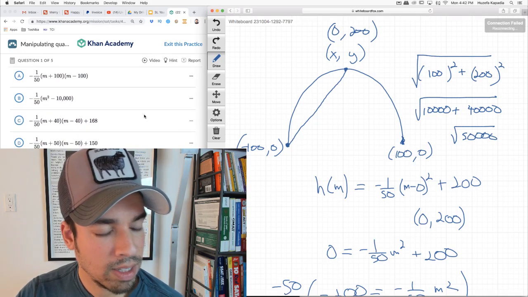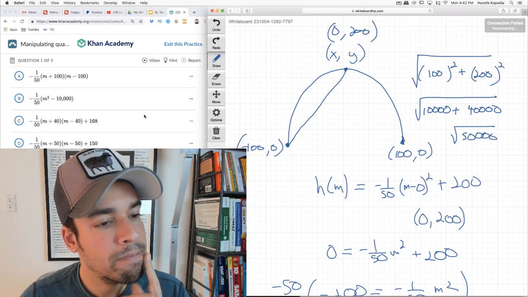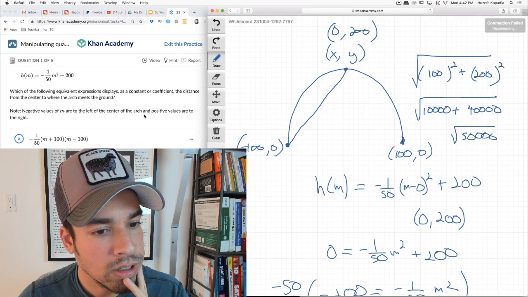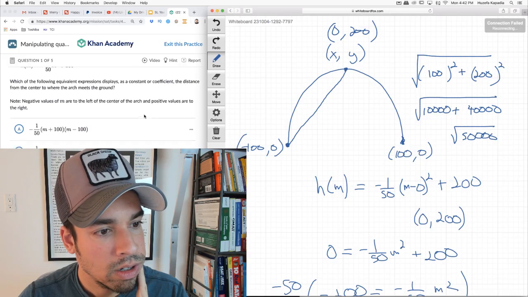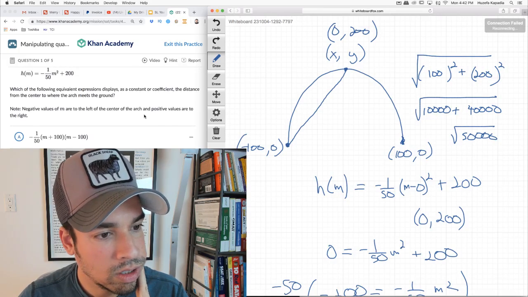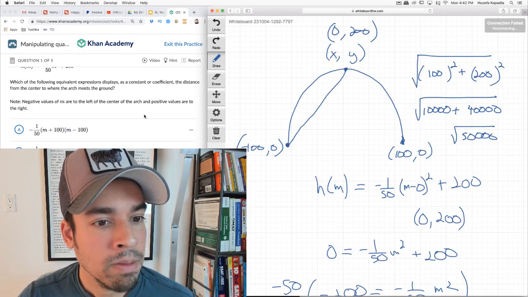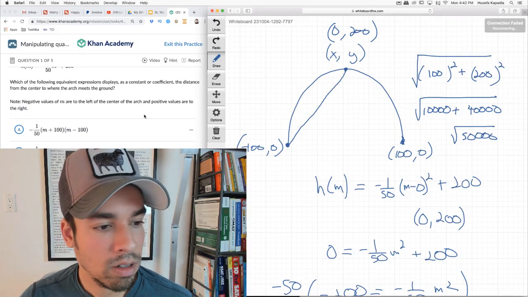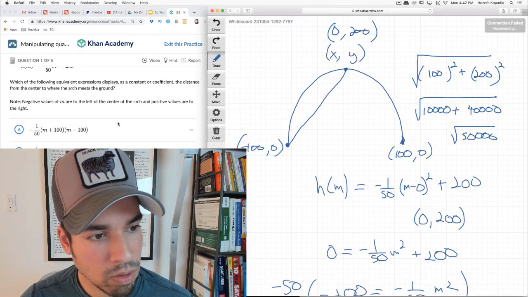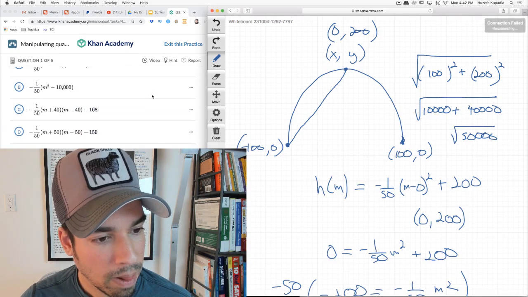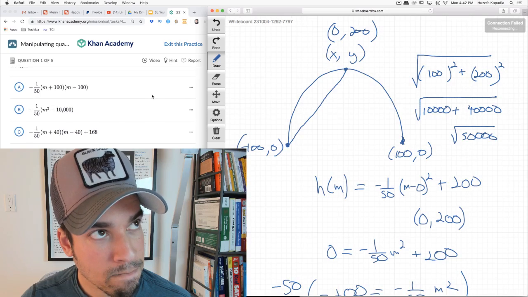And then they're giving it like this. Wait a minute. Hold on. Negative values of m are to the left of the center and positive are to the right. Wait. The distance from the center to where the arch meets the ground. Well, wait a minute. I just solved this, but they don't want you to solve it. All right, I must have done way too much work. Hold on, let me see what they're talking about here.